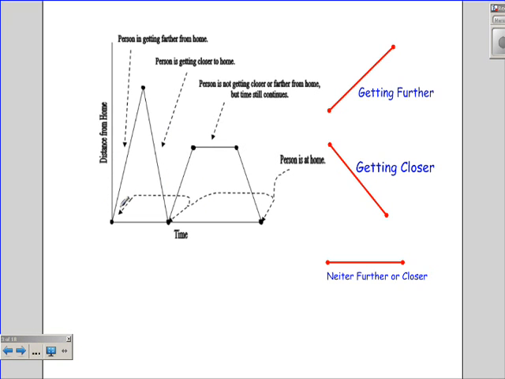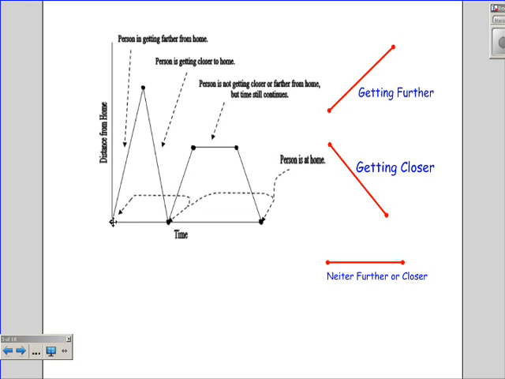So here's an example of a graph. It's a distance from home versus time graph. Any of the times that our lines are going up like this, we're getting further away from where we started, or our home or our base or whatever it is that our 0 is. When our graphs are going down, we're always getting closer, so we're heading towards that position. And when we have a horizontal line, we are neither further nor closer to home. We're just staying still or holding constant at that time.